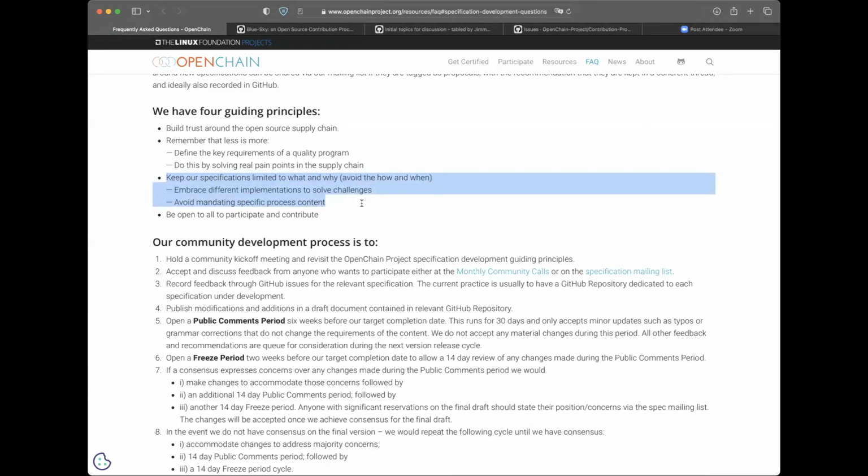Continuing that, we limit our specifications to what and why. We avoid how and when. Now, to explain that more clearly, what and why is the broad strokes. Saying, for example, have a process here. How and when would be describing the specific content decisions of the process.